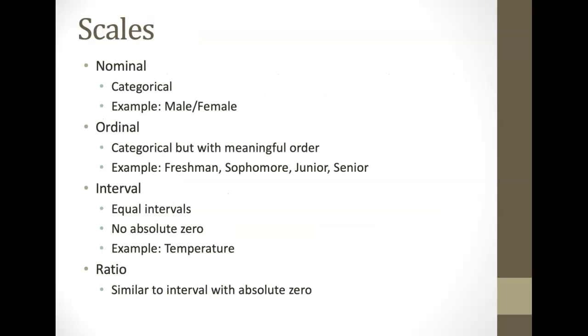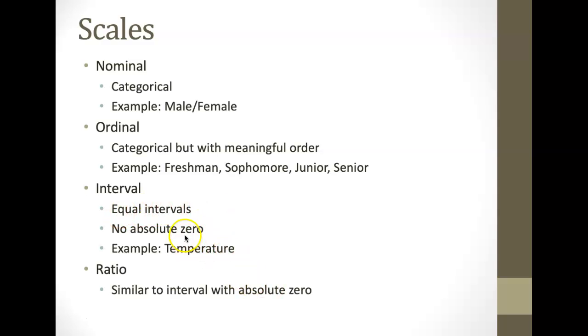Now, those scales that we talked about, nominal, ordinal, interval, and ratio, I think you should brush up on and really be familiar with. Nominal is categorical, male, female, with no order. Ordinal is categorical but has some order, and there you can see freshman, sophomore, junior, senior. Interval, you can define the distance between, let's say, the numbers 1, 2, 3, and 4. You can define the distance between all of the values, and it's the same.